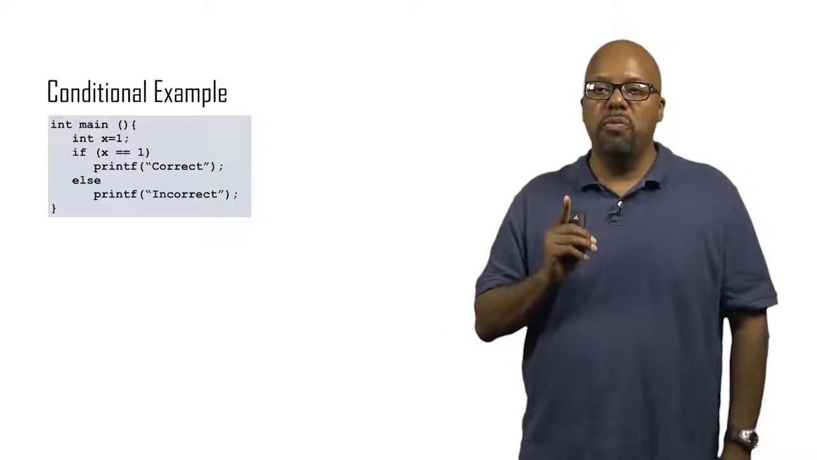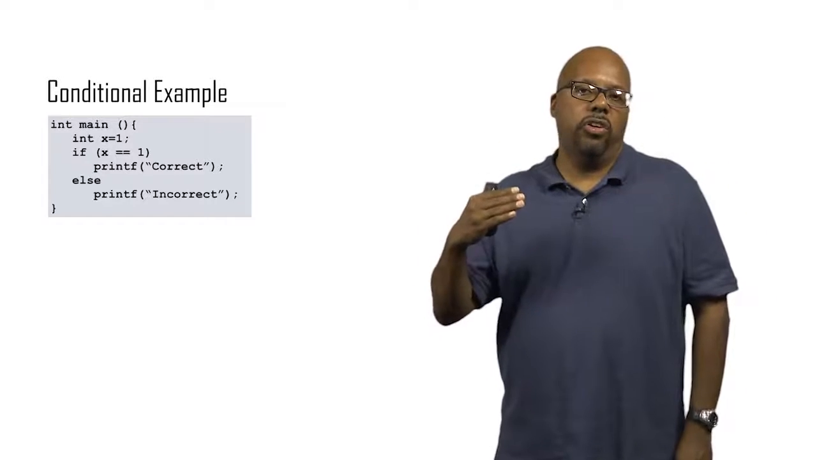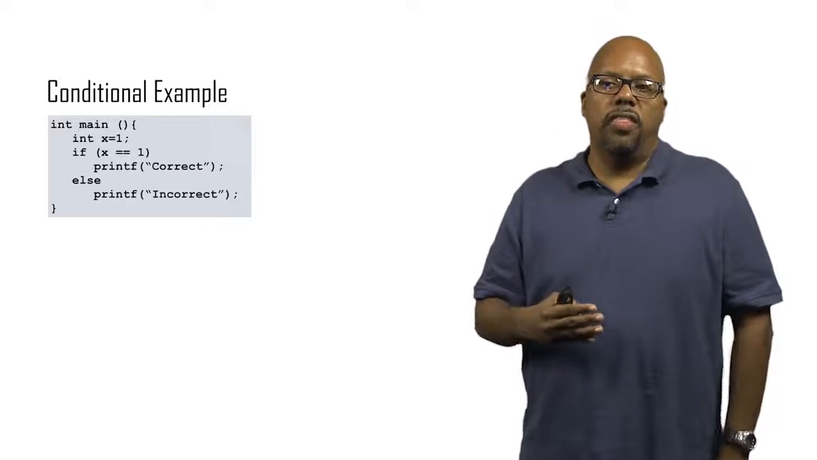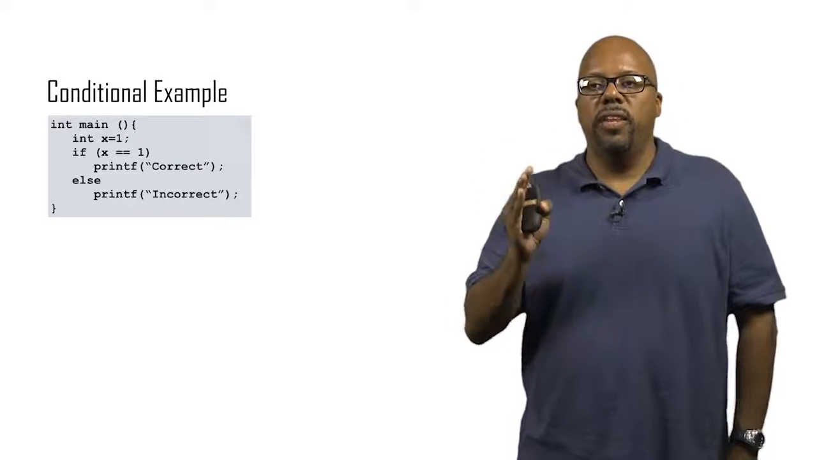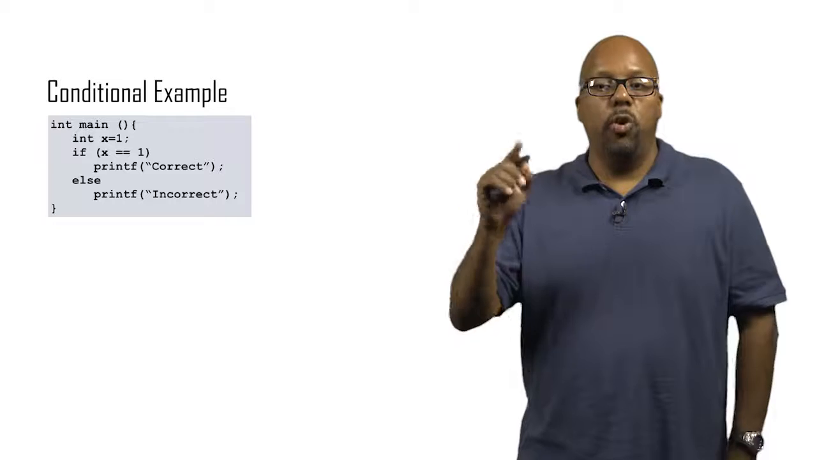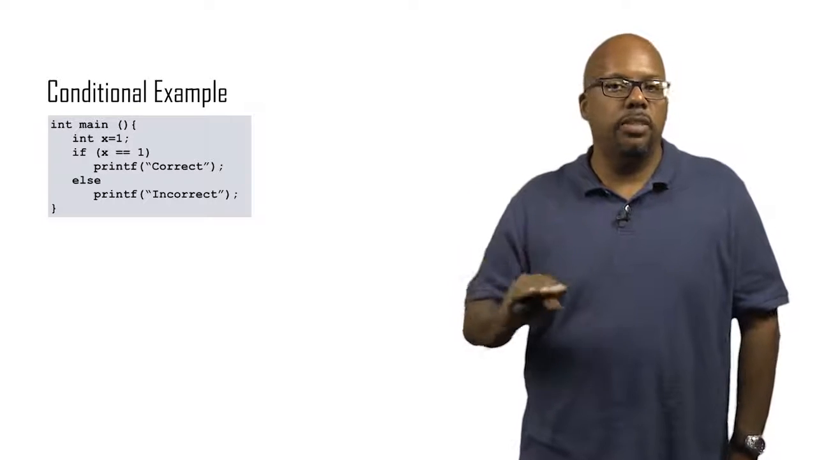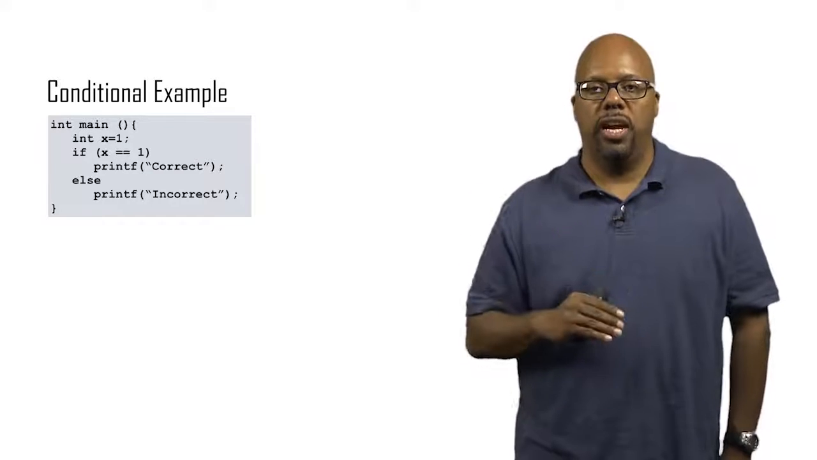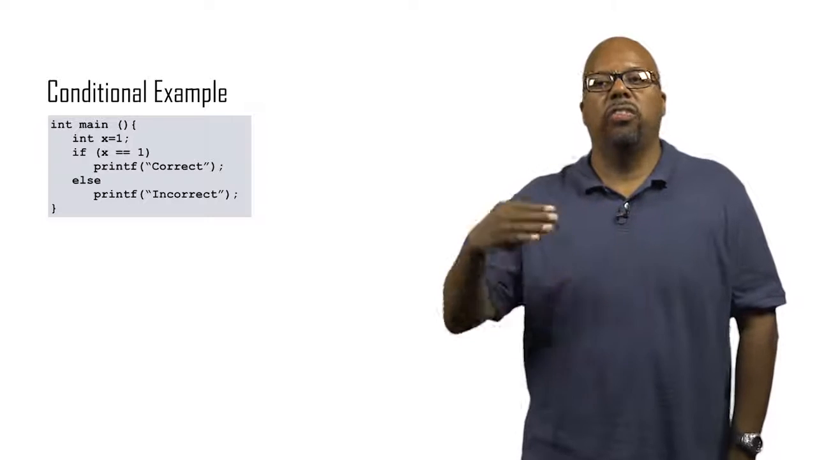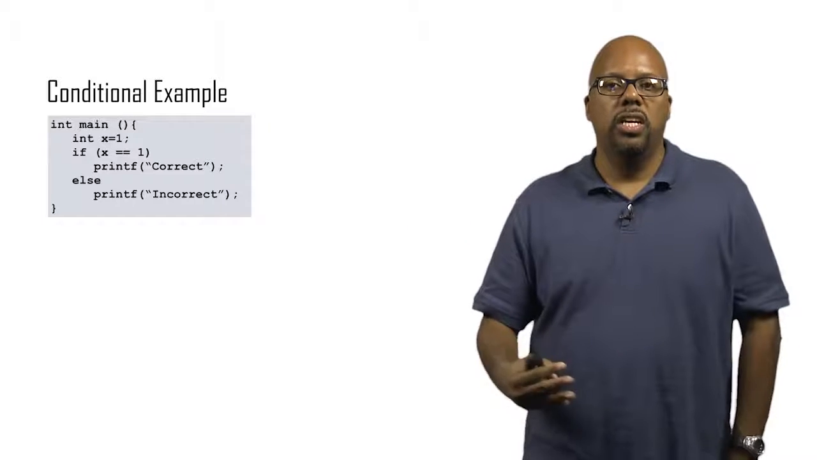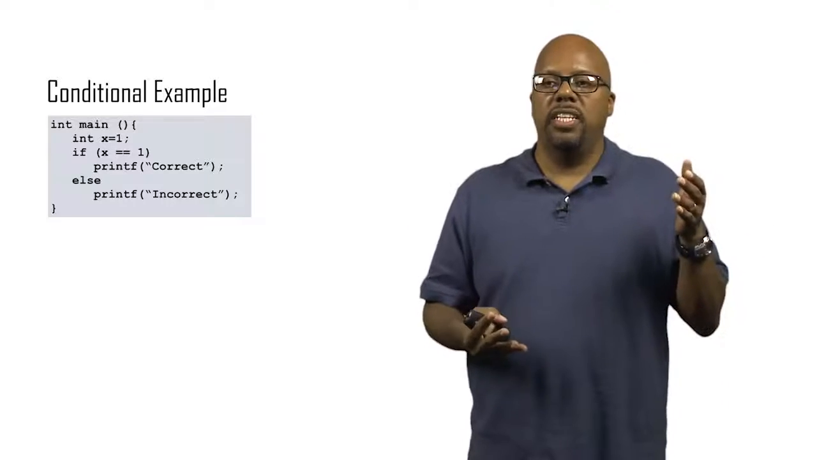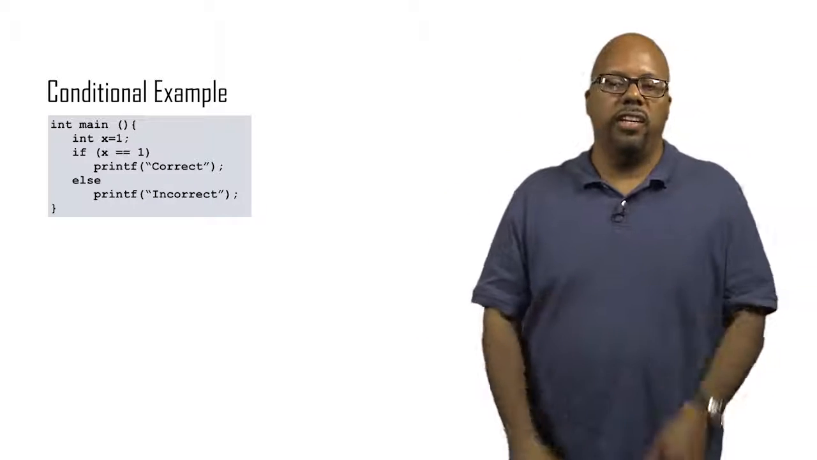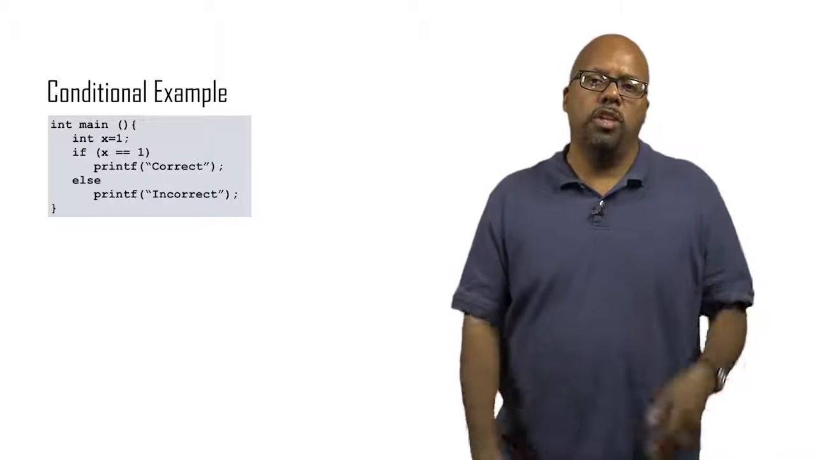But if I wanted to have multiple statements executed if x is equal to 1, then I would put curly brackets there. So I'd say if x equals 1, then I have an open curly bracket, then as many statements as I wanted, then a closed curly bracket. And then I could say else, printf incorrect. So you can have many statements executed on the true or false sides of that if statement, as long as you group them in curly brackets.